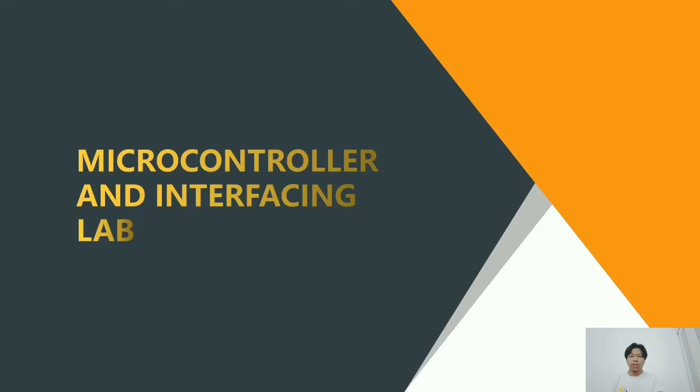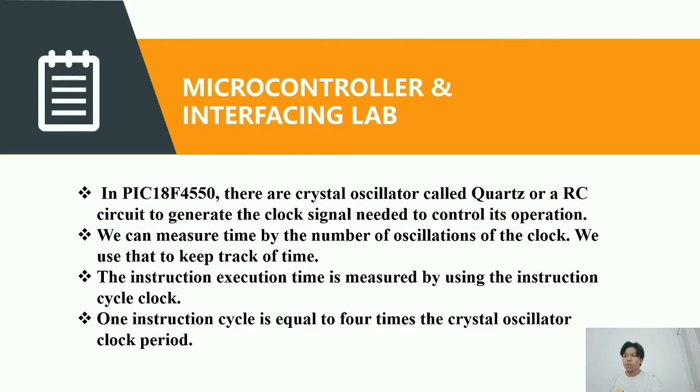So let us go to the introduction first. Here I've written some points so that it will be easier for you guys to understand how the program works. In PIC 4550 there is a crystal oscillator called quartz, or an RC circuit, to generate the clock signal needed to control its operation. This quartz has its own natural frequency inside it. We can measure time by the number of oscillations of the clock. We use that to keep track of time.